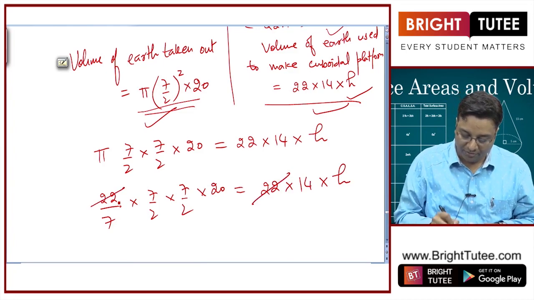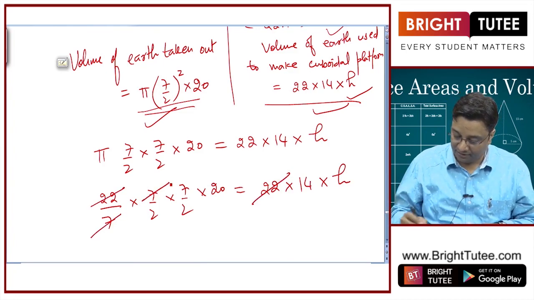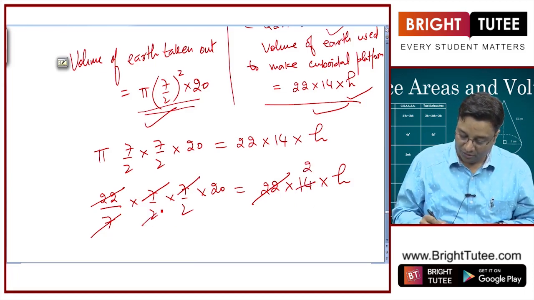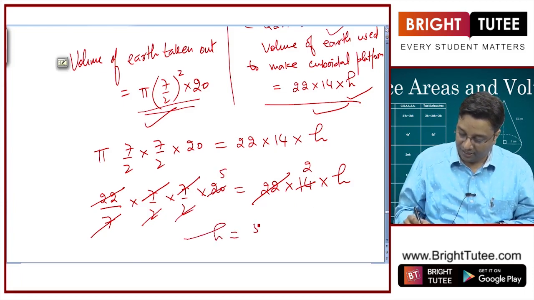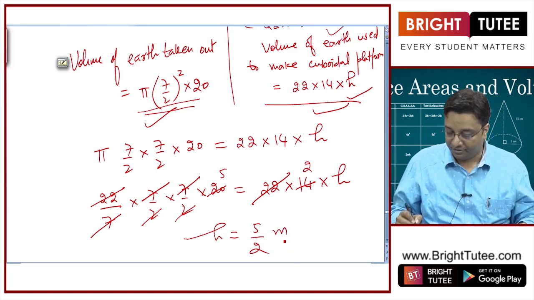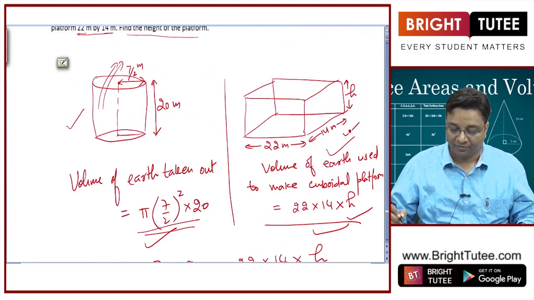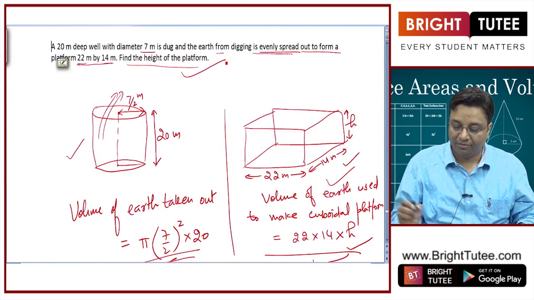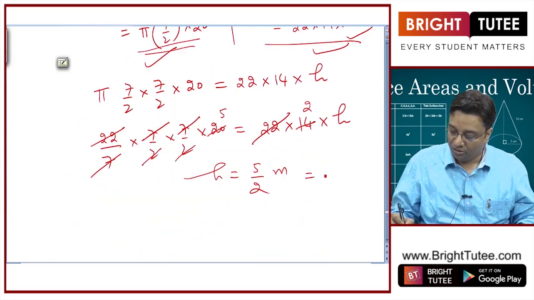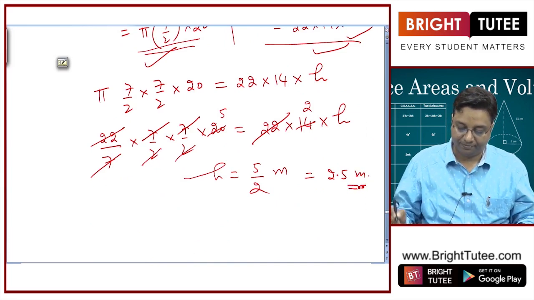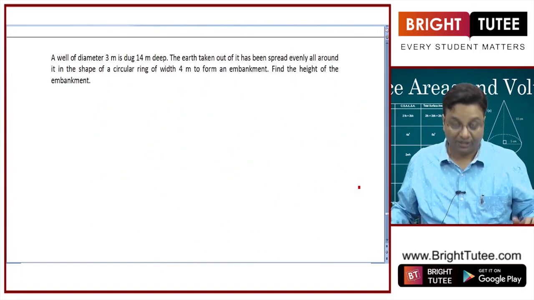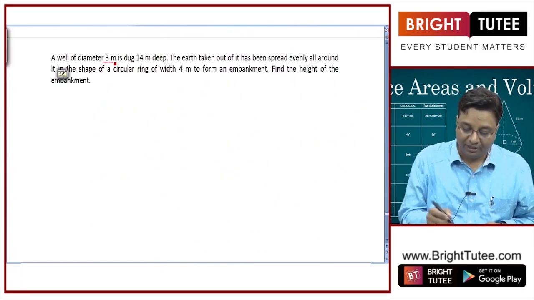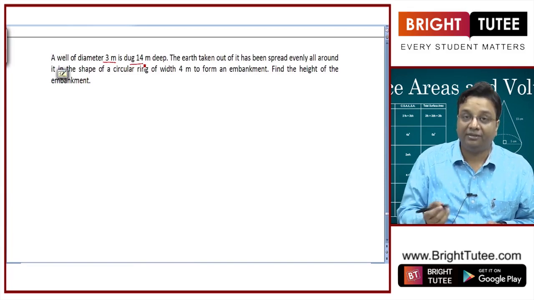So this 22 can be cancelled, 7 here can be cancelled, and this 7 will give 2 here. So 2 into 2 is 4, 4 into 5 is 20, right? So h is equal to 5 by 2 meter, because the dimensions are in meters. So the height of the platform that will be made is 5 by 2 or 2.5 meter, right?